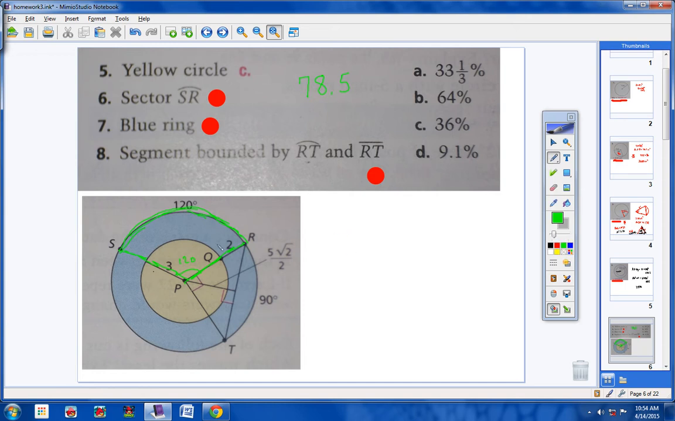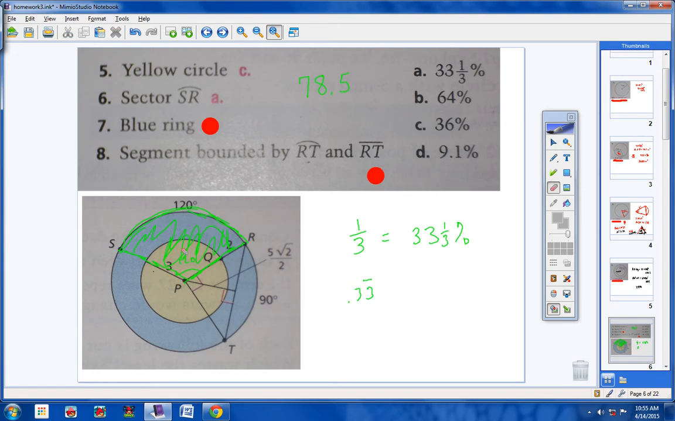I just told you this entire sector is what of the entire circle? 1/3. And 1/3 equals what percent? 33 1/3 percent. So there we go. How do I get that? Take 1 divided by 3, and you get 0.33 repeating. Alright? I mean, think about it, guys. If the entire circle is 100%, and this is 1/3 of that, which it is, then the percentage has to be 33 1/3 percent, which would be letter A.